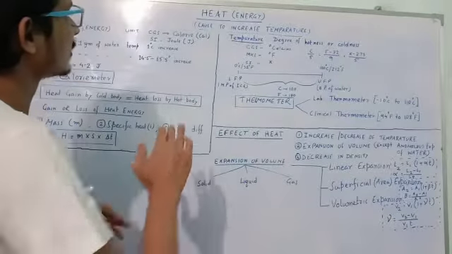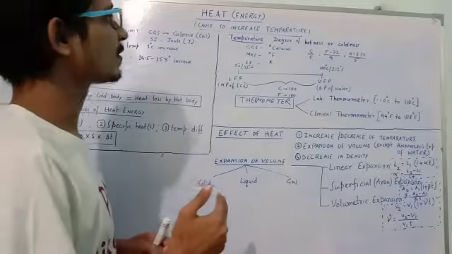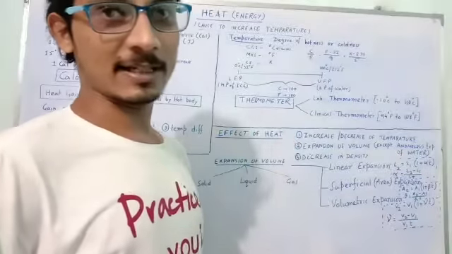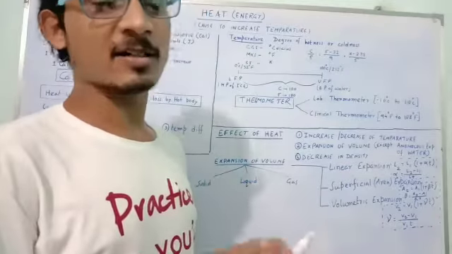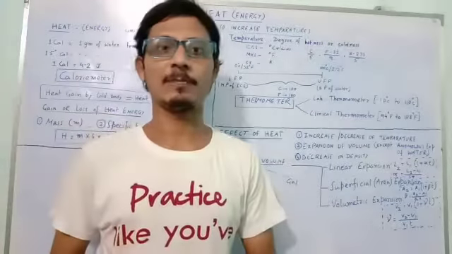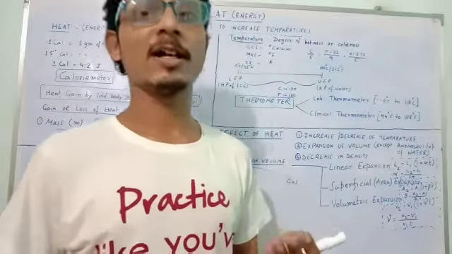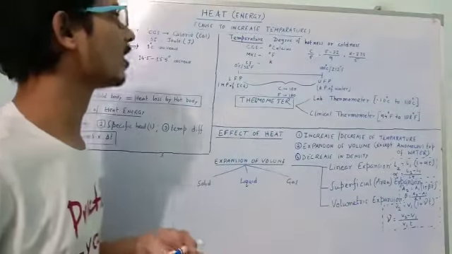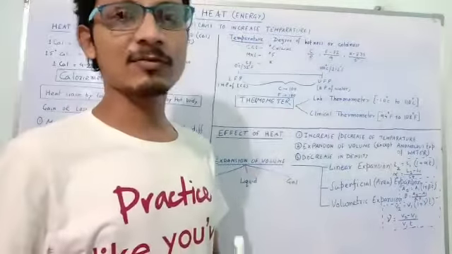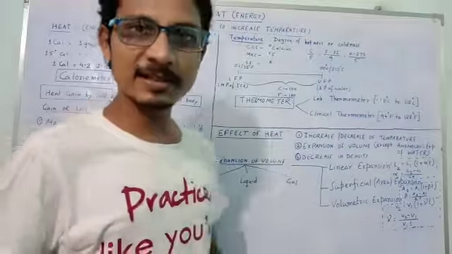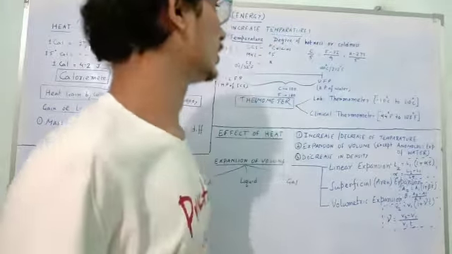And so heat is basically a type of energy which differentiates two objects. One is a hot object and another is a cold object. In a hot object, the amount of heat is more, and in a cold object, the amount of heat is less. So heat is that physical quantity to differentiate two objects, one hot and the other cold.